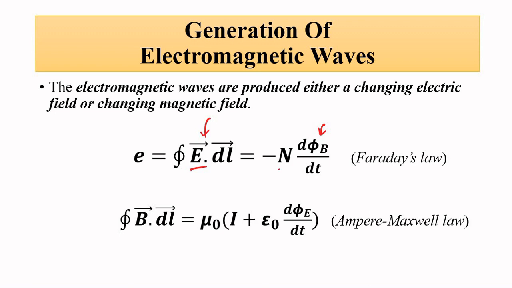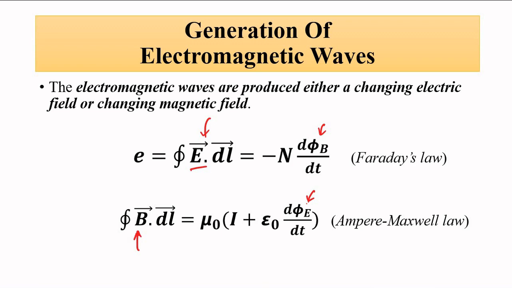And here the Ampere-Maxwell law gives a relationship between the magnetic field, the magnetic flux density, and the rate of change of electric flux. So here electric field intensity and rate of change of magnetic flux, and here magnetic flux density and rate of change of electric flux with respect to time. This is the beauty of these two equations, which gives us the basic principle of generation of electromagnetic waves.